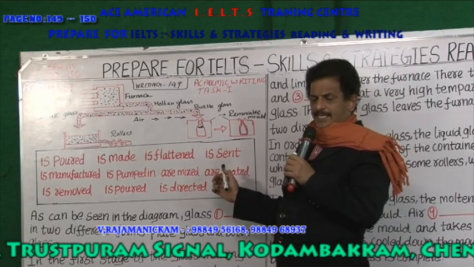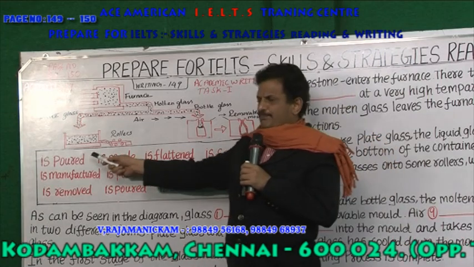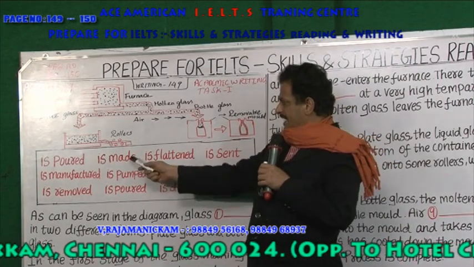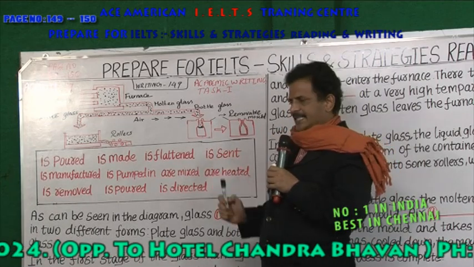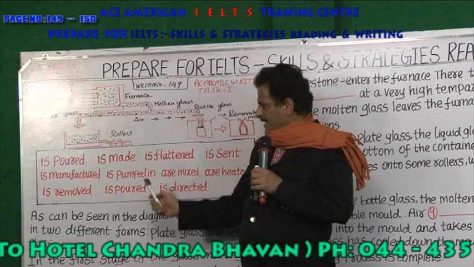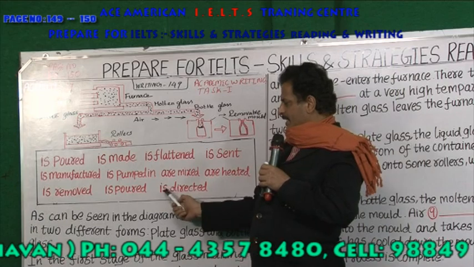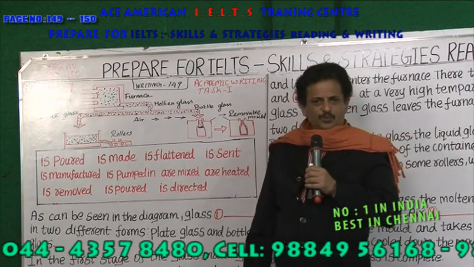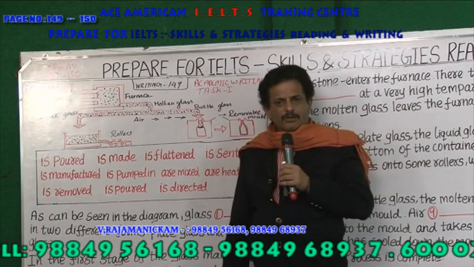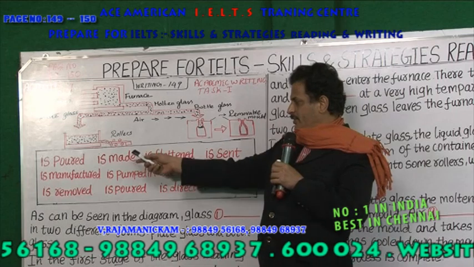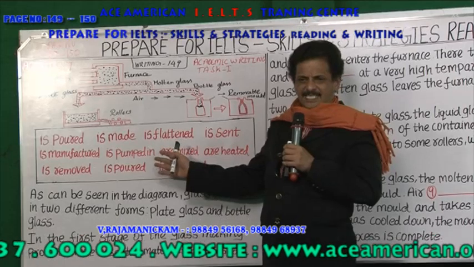So the exercise here is, certain words and phrases are there. Is poured, is made, is flattened, is sent, is manufactured, is pumped in, are mixed, are heated, is removed, is poured, is directed. My dear friends, see all these words. In front of these words, verb formats, you find auxiliary verbs. What are the auxiliary verbs? You find is, you find are, is and are. So it is in present tense, you can understand.